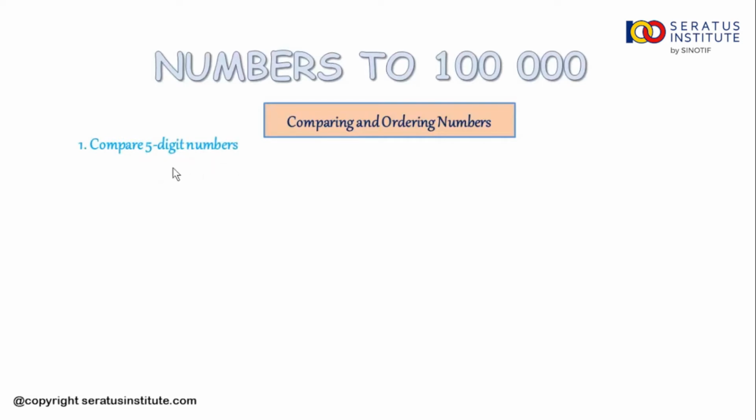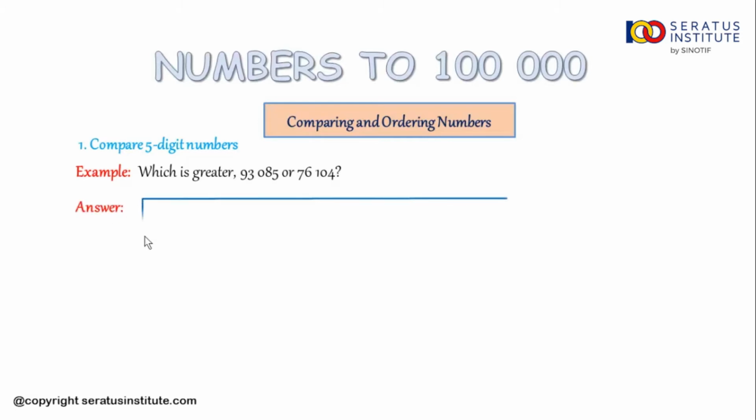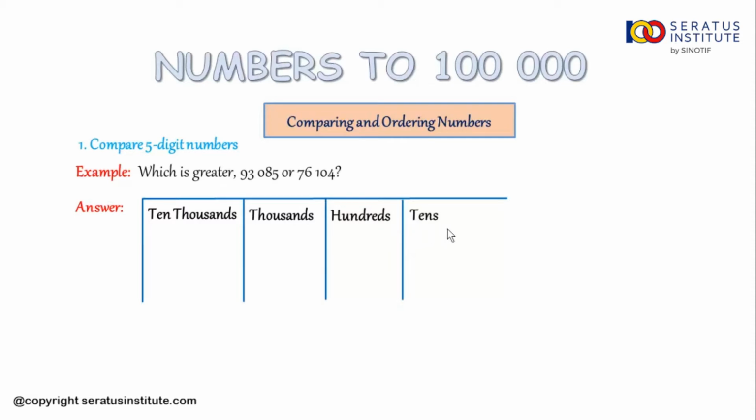To compare 5-digit numbers, I will give you the example straight away. Which is greater, 93,085 or 76,104? To answer this question, we can use a table to separate the place value of each number: 10,000s, thousands, hundreds, tens, and the last one is ones.